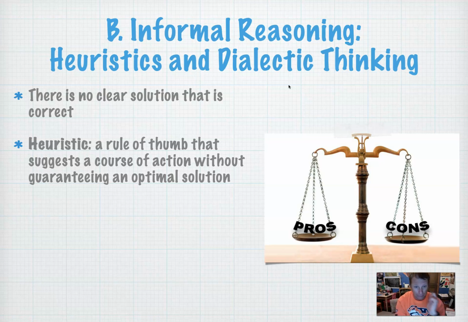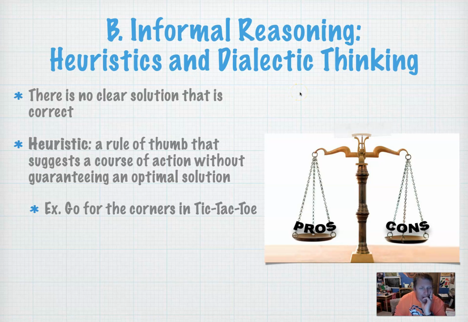Here's a guideline that we can use. This suggests a course of action without guaranteeing an optimal solution. So if your girlfriend or boyfriend's upset, buy them candy, right? That's a heuristic. That's a guideline to follow that doesn't always work, but it might. Another one is if you're playing tic-tac-toe, go for the corners.